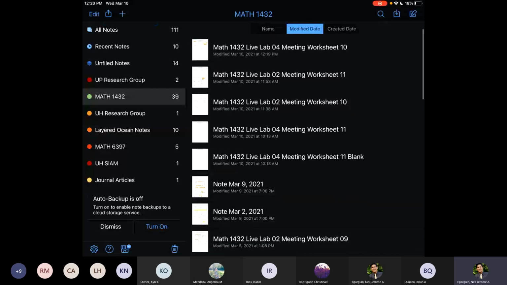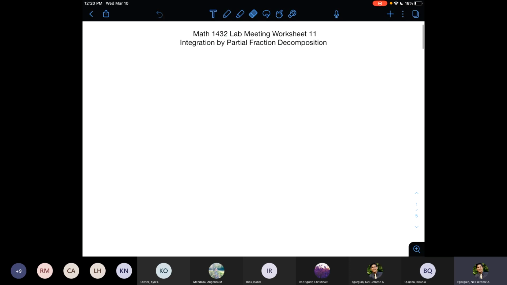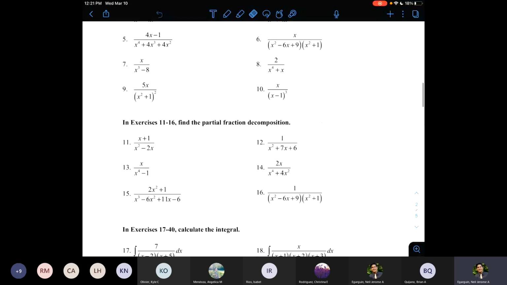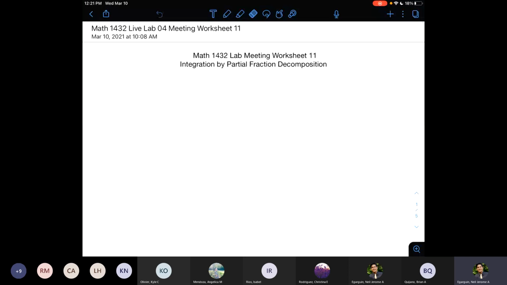To partial fraction decomposition. Let's see, where's worksheet 11? I uploaded a blank version of worksheet 11, but again, this is just a compilation of the chapter exercises from the textbook. So let's see. The main idea about partial fraction decomposition is how to integrate a rational function.